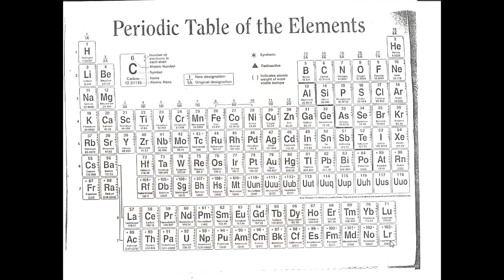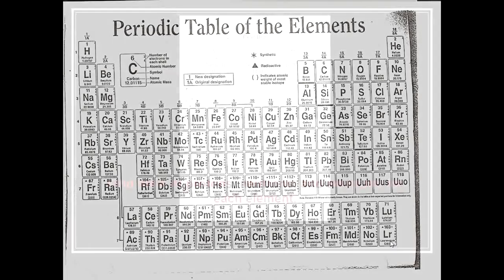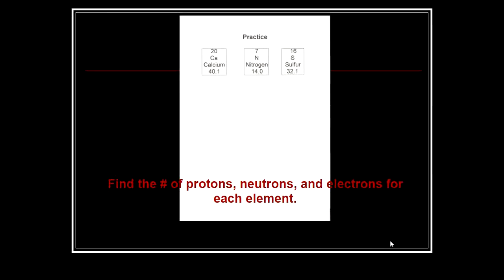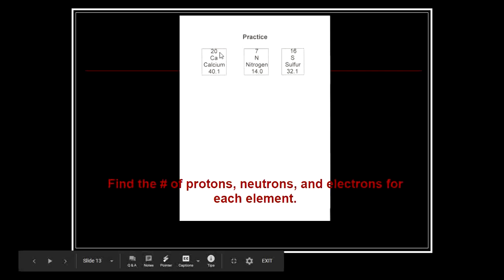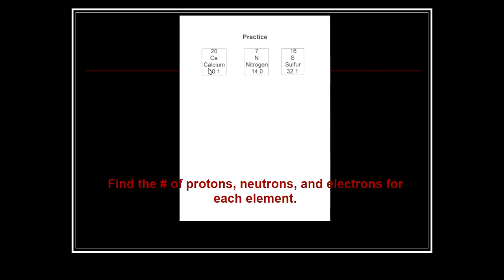Moving forward, this is what the periodic table looks like, and there is a periodic table that you can pull up in the Google Classroom and look at. I want to look at how we would determine the number of protons, electrons, and neutrons for each of these elements. Calcium has an atomic number of 20 and a mass number of 40.1. For these problems, we always use the rounded whole number for the mass number. So instead of 40.1, we're just going to say 40.